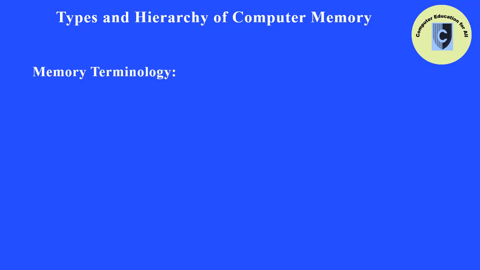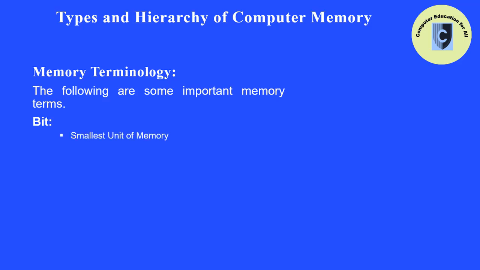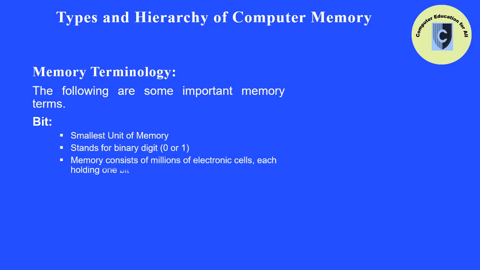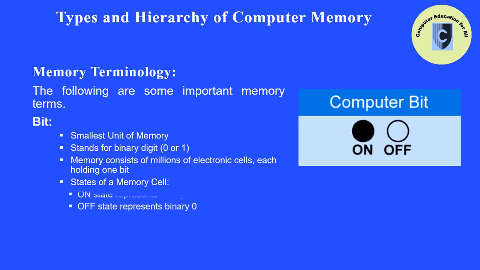Memory terminology. The following are some important memory terms. Bit. The smallest unit of memory in a digital computer is a bit, which stands for binary digit, 0 or 1. The memory of a computer consists of millions of memory, or electronic, cells. Each cell contains one bit of information. The memory cell has two states, on and off. The on state represents a binary 1 and the off state binary 0.